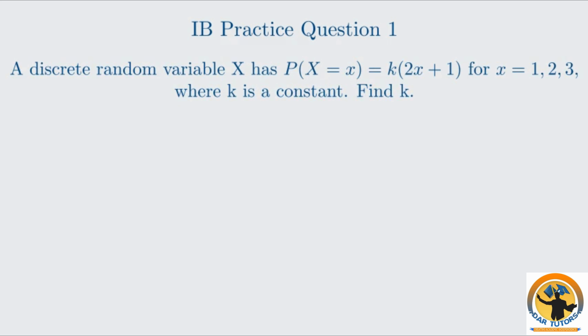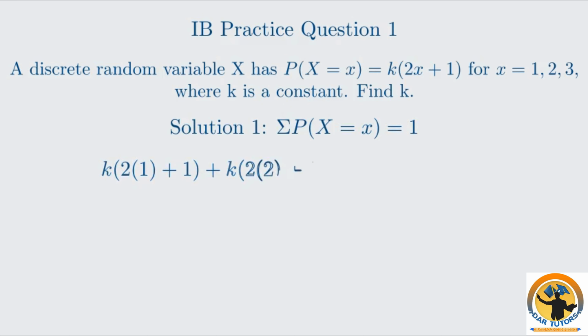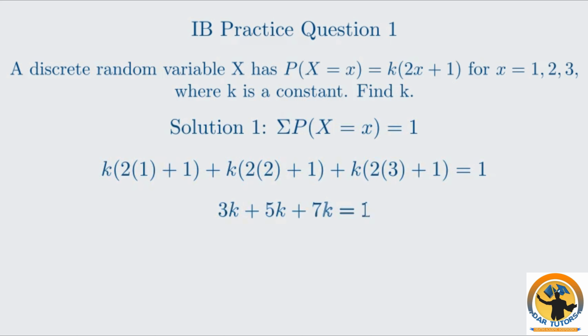Okay, let's look at the solution. The fundamental principle here is that the sum of all probabilities in a distribution must equal 1. So we sum the probabilities for x equals 1, 2, and 3. This gives us k times (2 to the 1 plus 1), plus k times (2 to the 2 plus 1), plus k times (2 to the 3 plus 1), which must equal 1. Simplifying inside the brackets, we get 3k plus 5k plus 7k equals 1. Adding these up gives 15k equals 1. Therefore, k is 1/15.